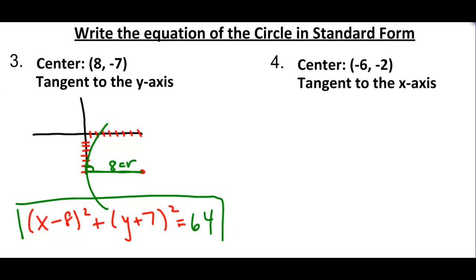So again, here's a second example. If you want to try it on your own, you can pause now and see if you can get the right answer. But I'm going to go through it if you don't pause right now. So this is going to be (x + 6)² + (y + 2)² equals, and again I want to find my r squared.